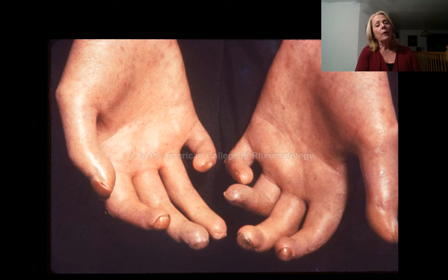So one of the things you see when you have excess collagen in the skin is that the skin becomes very shiny and very tight. And it's not that the joint here is bad, it's just that the skin is so tight, it's pulling on those joints.